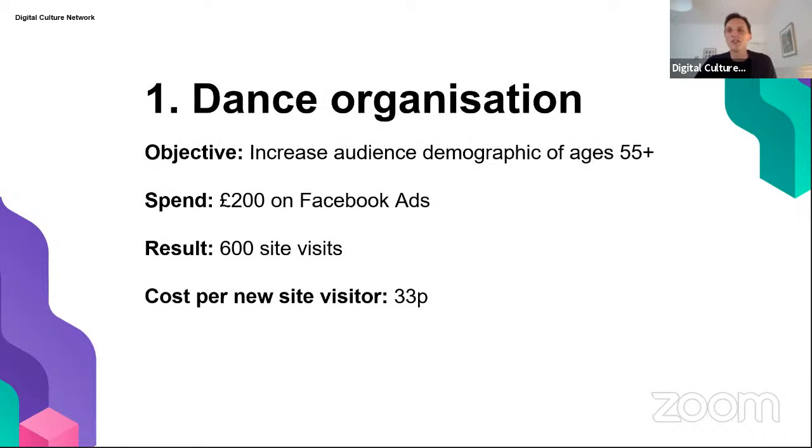So I was going to go into those organizations again. Our dance organization wants to increase their audience demographic of ages 55 plus. They've spent £200 on Facebook ads, specifically targeting those people using the lookalike audiences we discussed earlier on. The result of that was 600 site visits. So the cost per new visitor to the site, or engaging with their platform, is 33p. So you can calculate on a cost by cost basis how much it's cost to get those people.